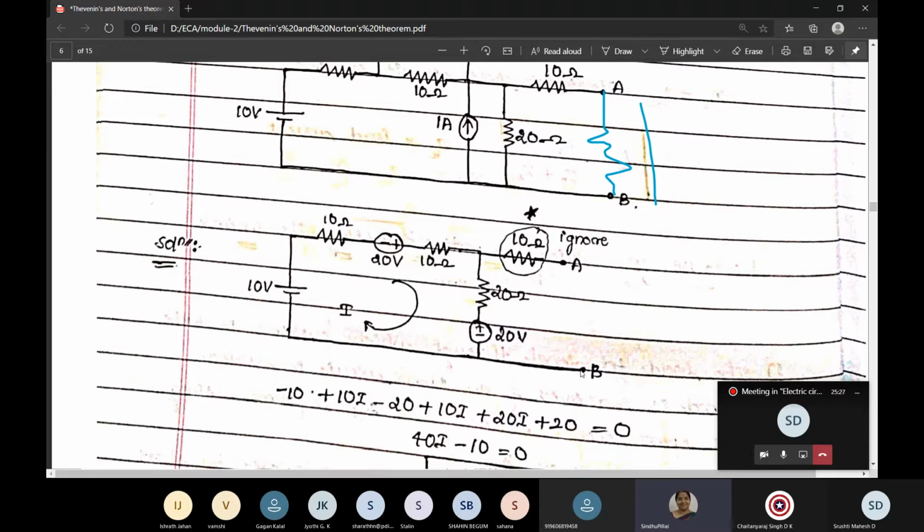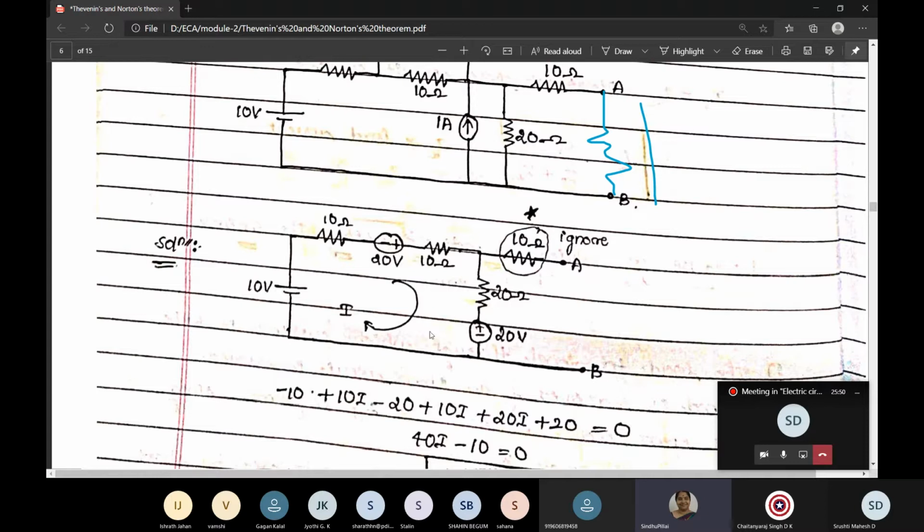It is open at the terminals A and B. So when it is open at the terminals, there will be no voltage drop across 10 ohm. Voltage drop across 10 ohm is 0 because no current flows in this open loop. The current only will be in the closed loop. So first, to find out the voltage across AB, we'll find out the loop current I.